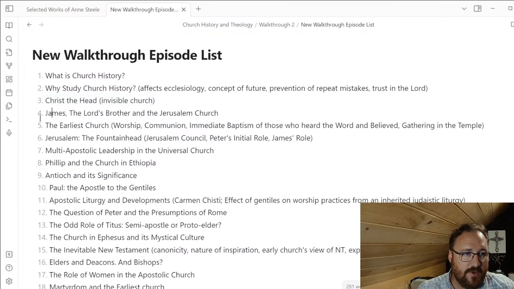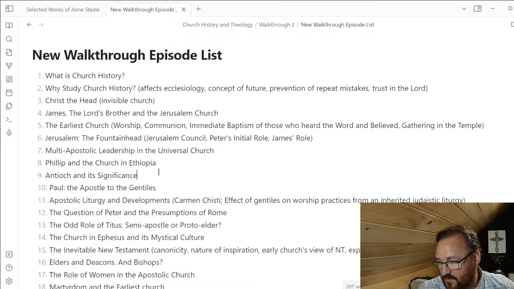And here we take a current, I'm not sure if we're going to do this here or if we're going to do this after the Jerusalem episode. We'll have to see how this goes and lays out. And the earliest church, its worship, its communion, immediate baptism of those who heard the word and believed, gathering in the temple, and so forth. You can see we're largely in the book of Acts here at the beginning. The multi-apostolic leadership in the universal church, Philip and the church in Ethiopia as it begins.